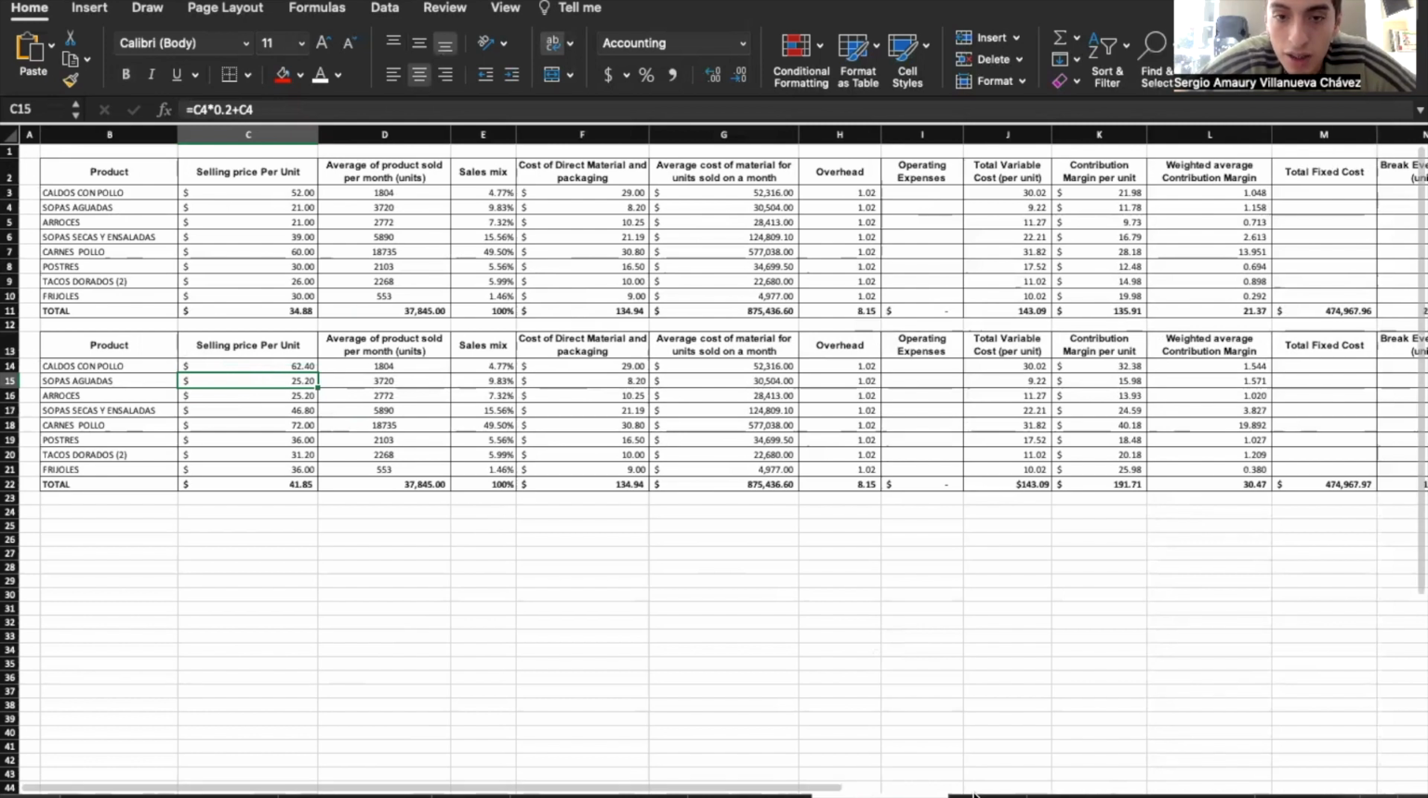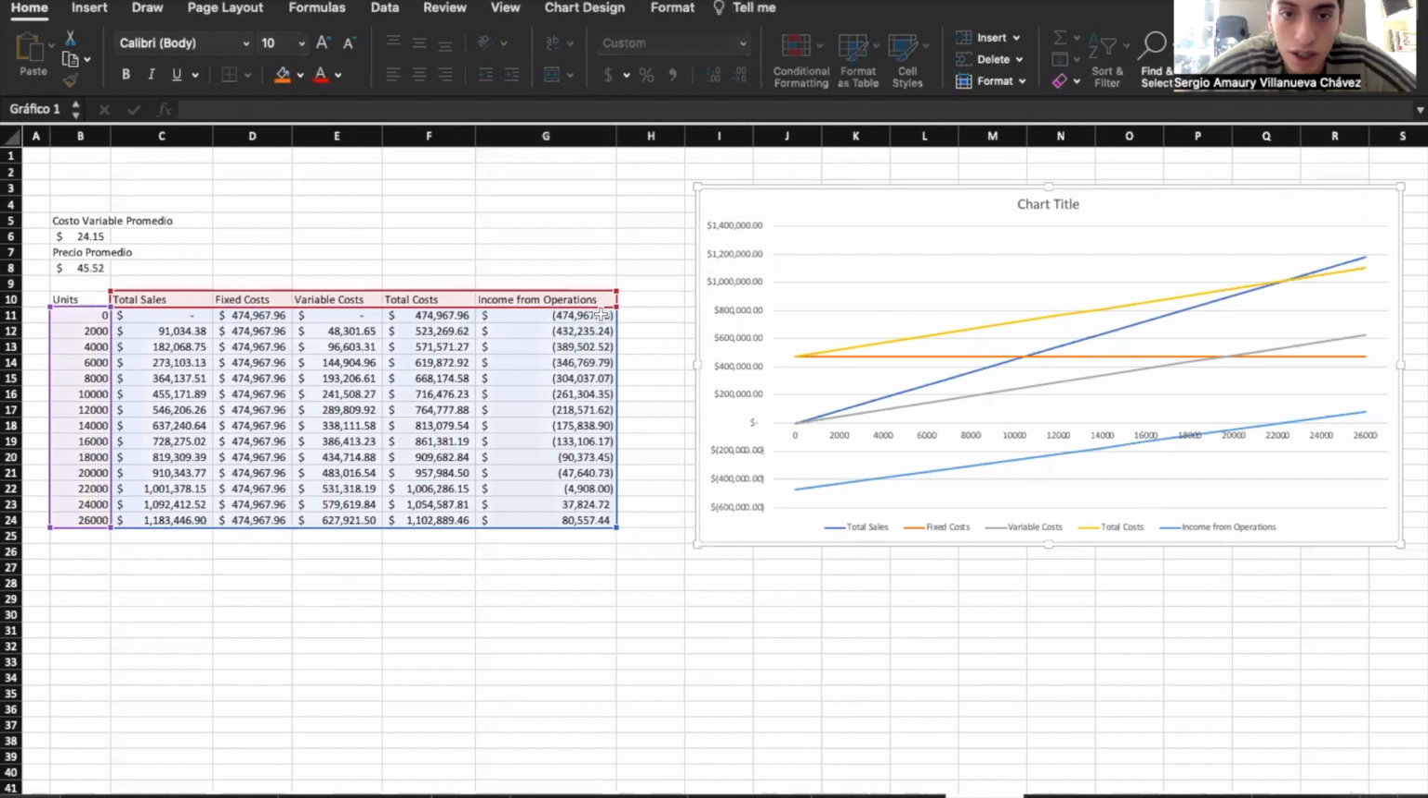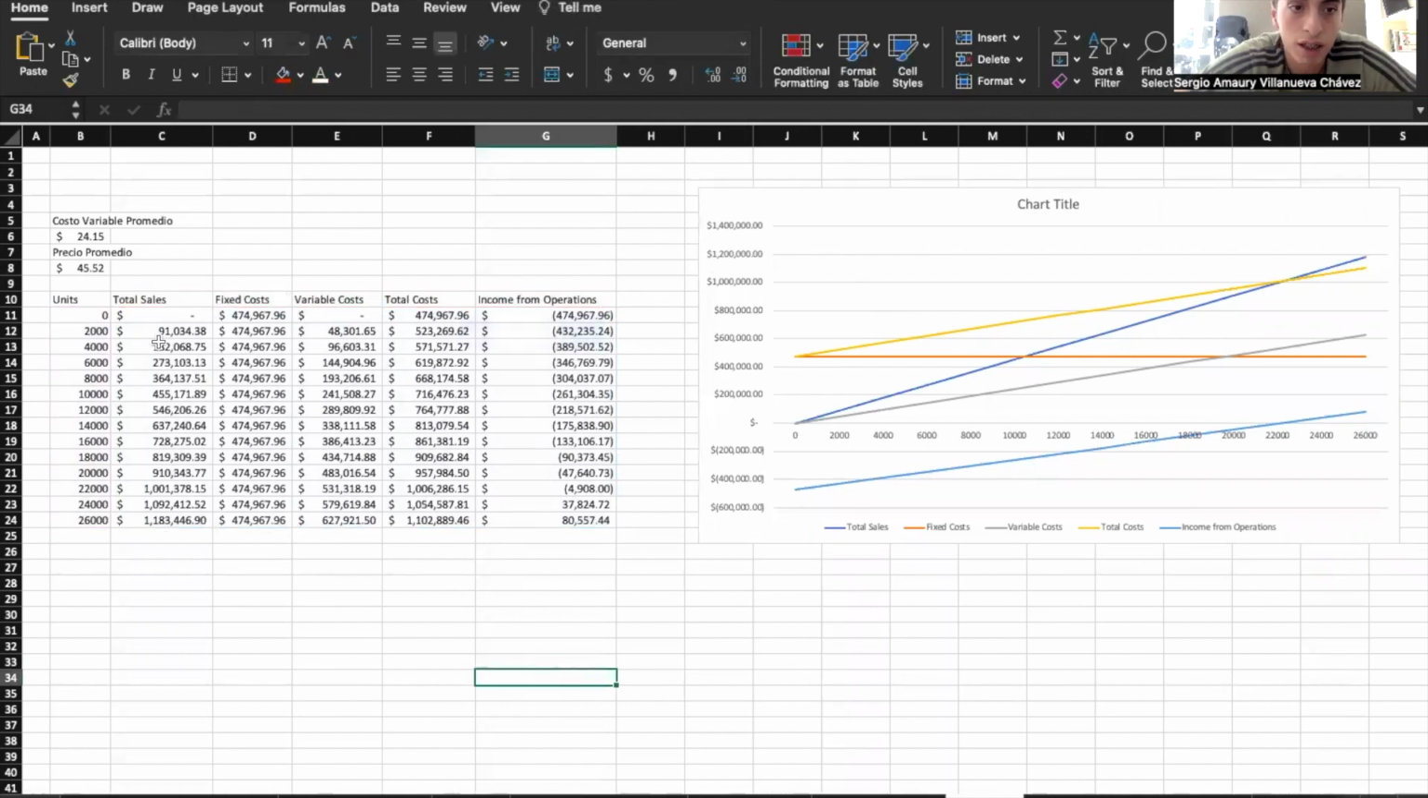And well, then in this chart, we are basically showing the income from operations, which we calculated by subtracting the total cost from the total sales. And each time there's a cross between these two lines, there's a break-even point.